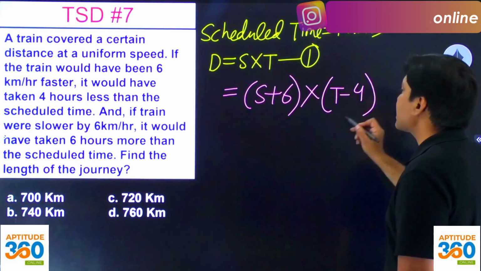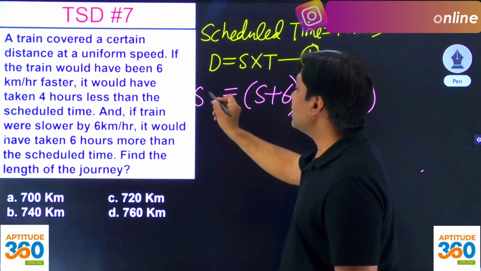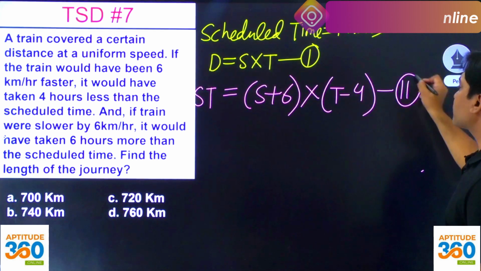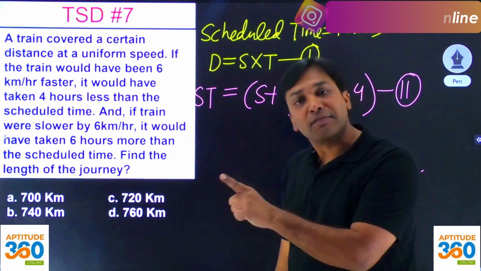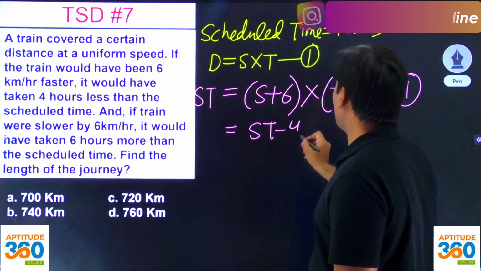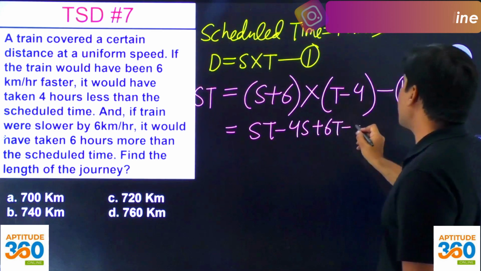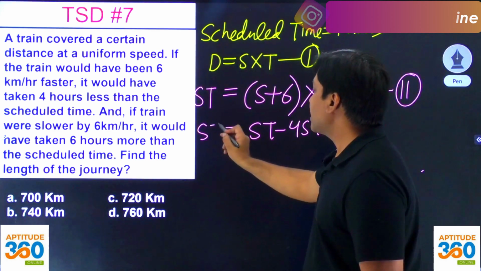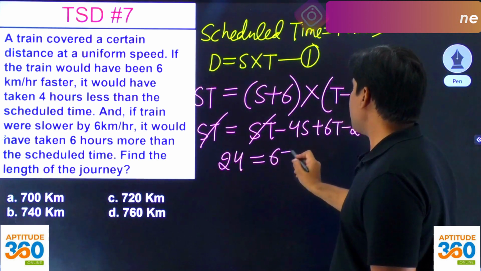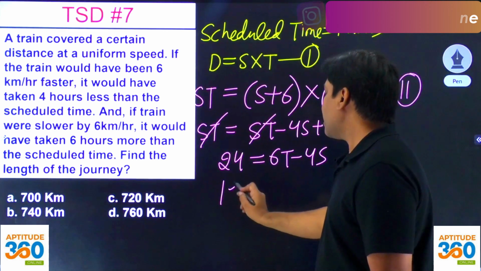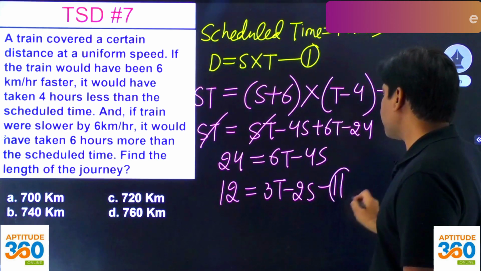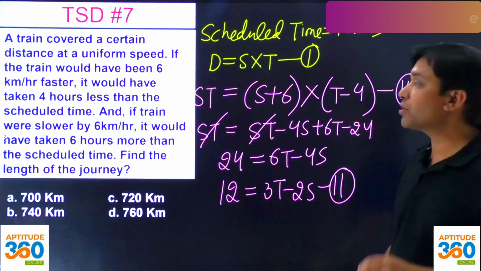क्या आपको ये इक्वेशन बनाना समझ में आया? And this is nothing but s into t. So this is equation number 1. इक्वेशन नंबर 2 मान लो इसको। यहां से आपको s and t के फॉर्म पे एक इक्वेशन मिलेगा। So this is going to be what? st minus 4s plus 6t minus 24, and this is st. These two values are gone from here. So 24 is equal to 6t minus 4s, or 12 is equal to 3t minus 2s. So this is your equation number 2 as per the first condition.